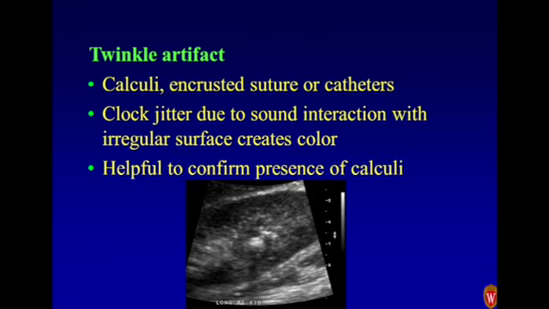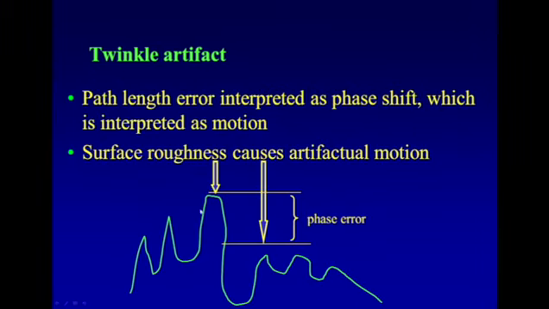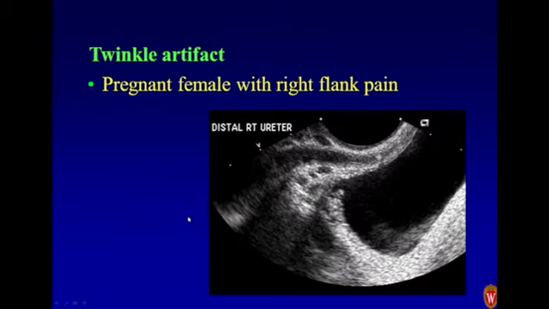All right, let's talk about twinkle artifact a little bit. This is due to clock jitter from an irregular interface. Typically stones, encrusted sutures, catheters, anything in the body that has an irregular interface. Now, it's very useful to confirm calculi, okay? You see that bright structure, you turn on the color, and you get noise, and it's due to just an irregular surface, and so as the sound comes back, it's distorted.